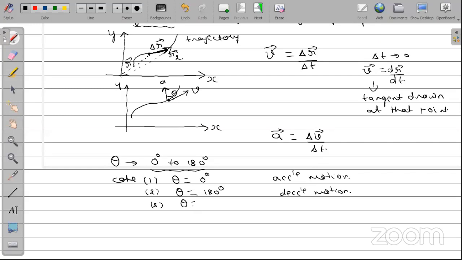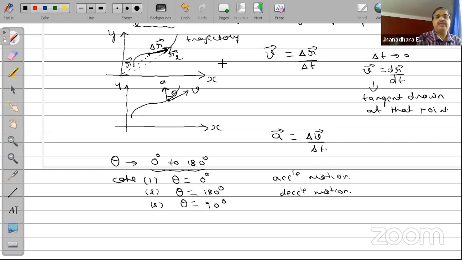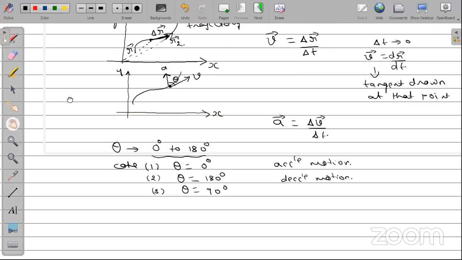if theta is equal to 90 degree, I think I'll take away your option of switching on the mic if this goes on for another few minutes.